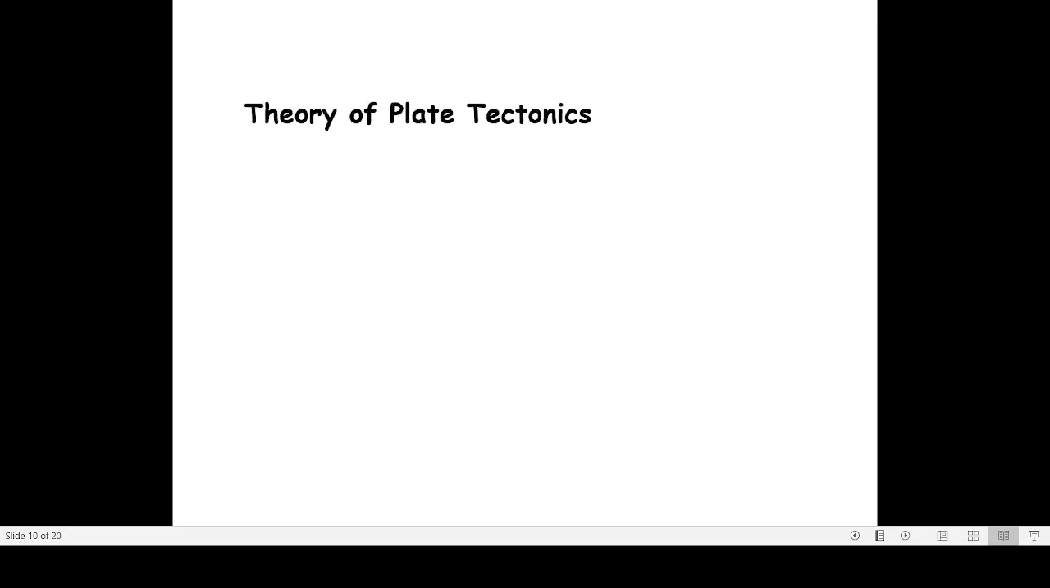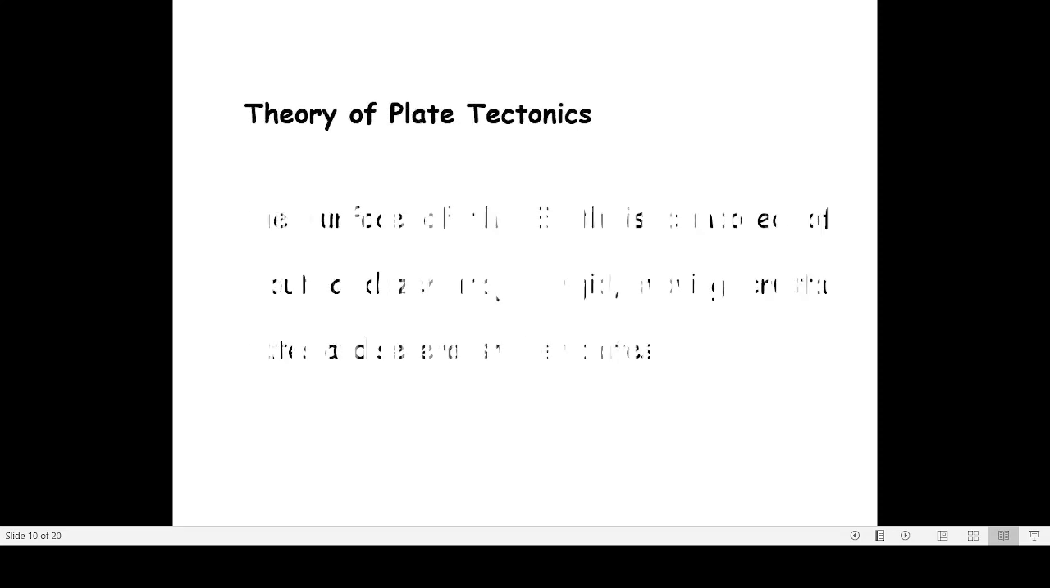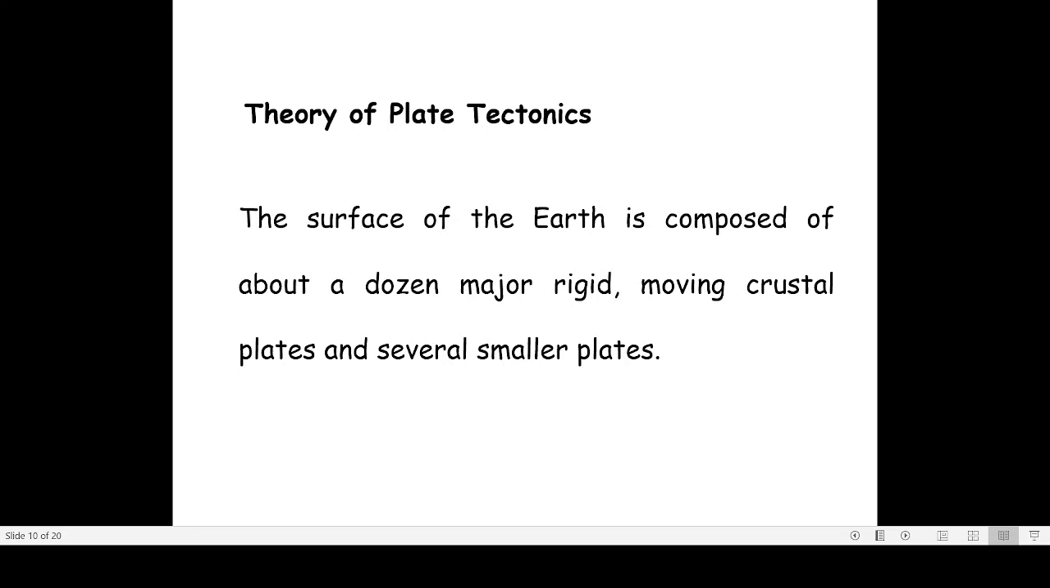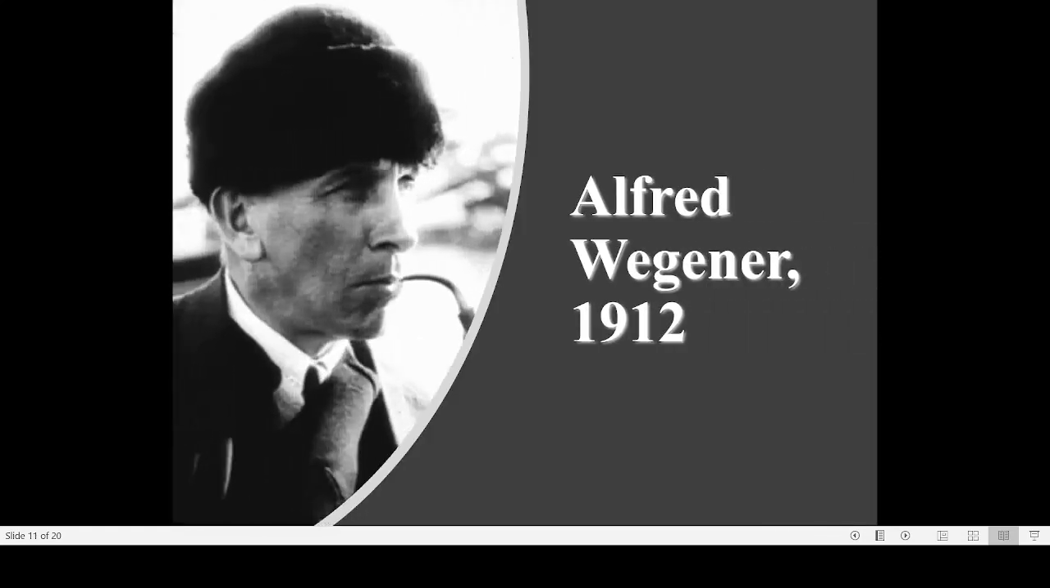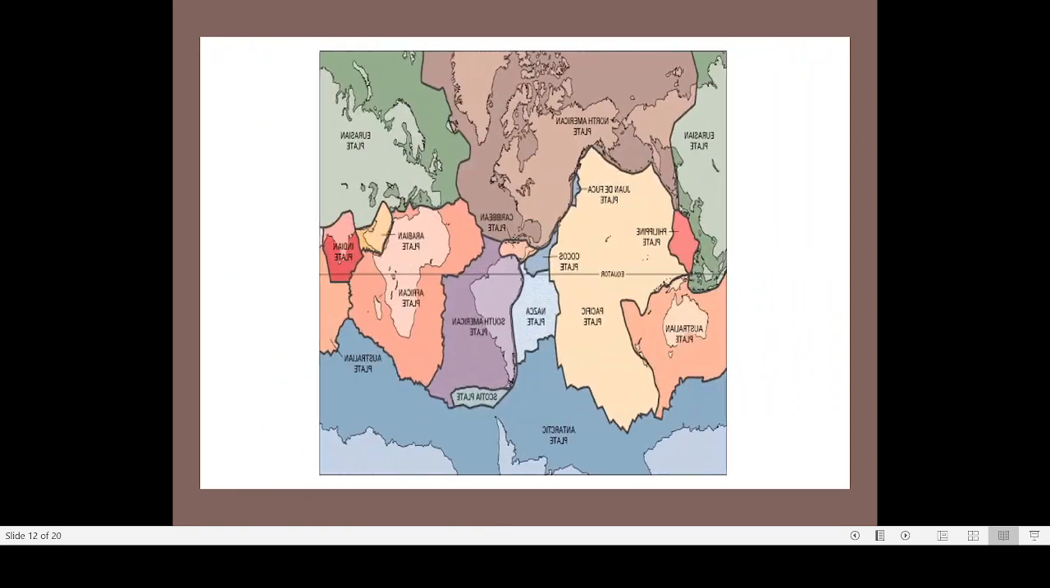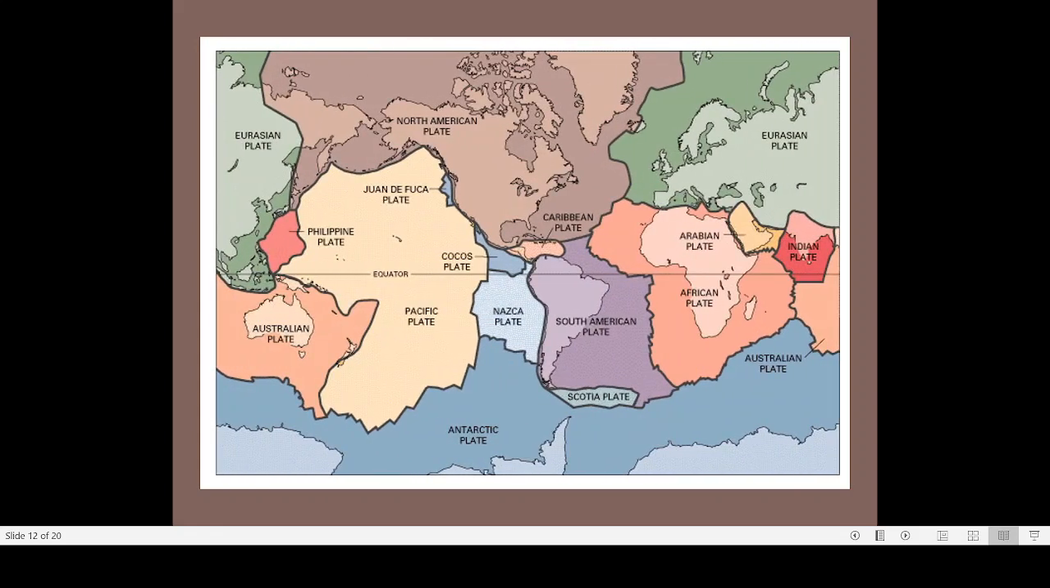There is not much difference between plate tectonics and continental drift. The surface of the earth is actually composed of major rigid moving crustal plates and several smaller plates. Here you can see that the basic idea of plate tectonics is that the surface of the earth is formed of several major rigid and smaller plates. Here I have already shown you the plates. See, this is how the major plates of the earth are now appearing.